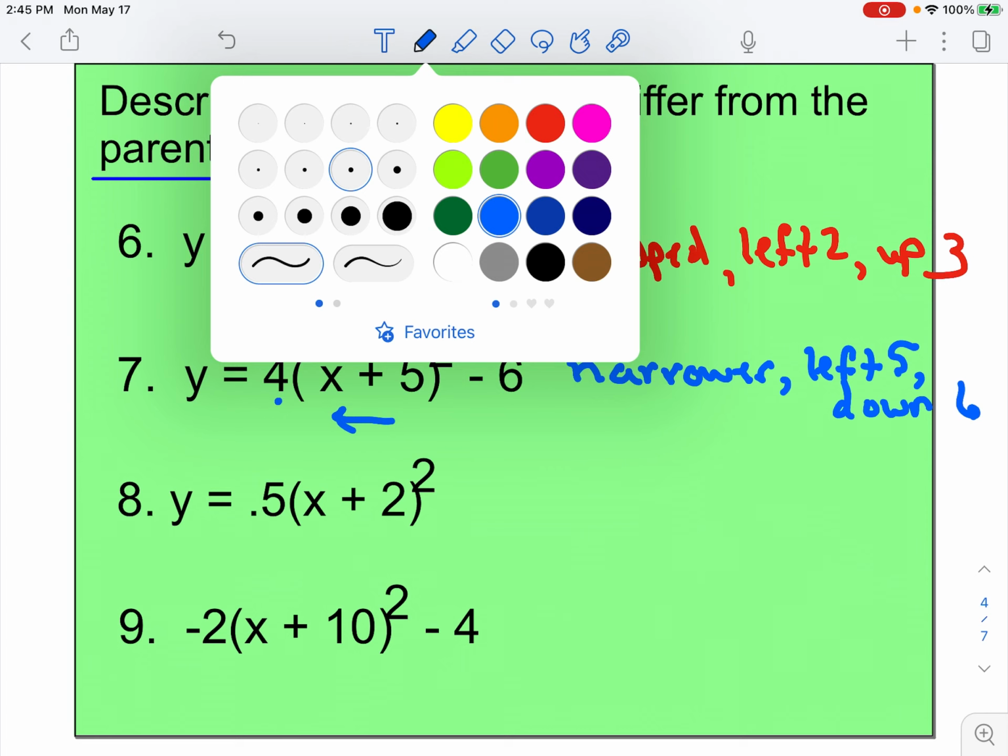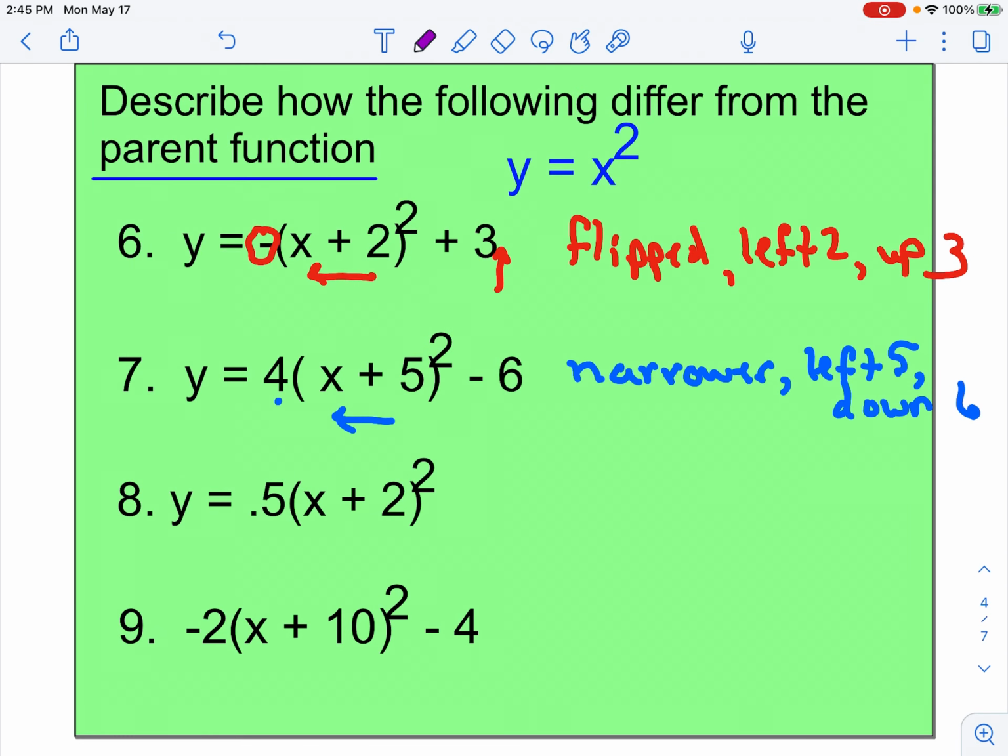Okay, moving on to the next one. What you should have for this one is now it's 0.5, a number less than 1, so 0.5 would be the same as 1/2, so it's going up 1 over 2, it's getting wider. And then the plus 2 again is shifting it left 2.